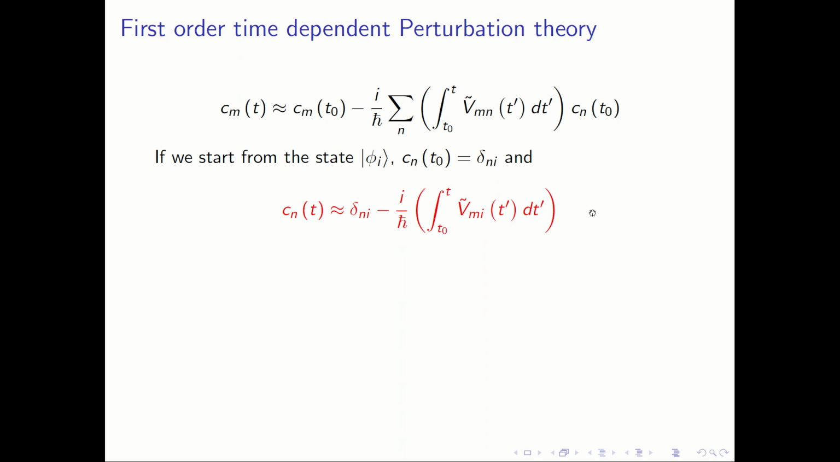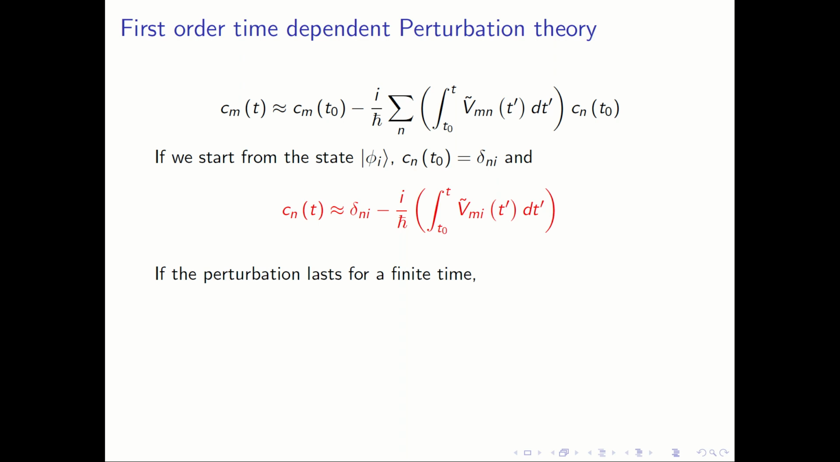So this is the simple form that we get from first order perturbation theory for the coefficients, assuming that we are starting from a particular eigenstate, the ith one of H0. Well, I hope there will be no confusion between this i, which of course is the square root of minus 1, and this i index, which refers to the ith state.